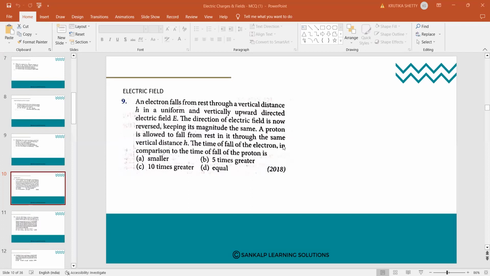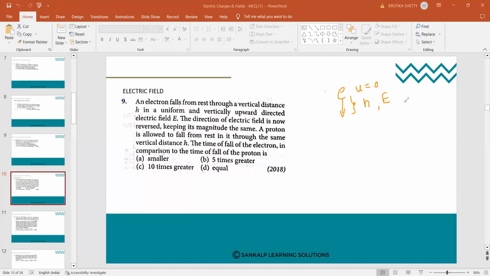So here they are asking the time of fall of the electron to the time of fall of the proton. The options are: it is smaller, it is 5 times greater, it is 10 times greater, or equal. So let us break the question into 3 parts. An electron falls from rest. So the electron is falling from rest and the initial velocity is 0. And it is falling through a height of h in the uniform electric field of E.